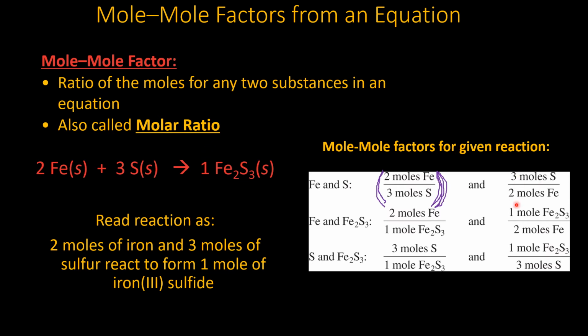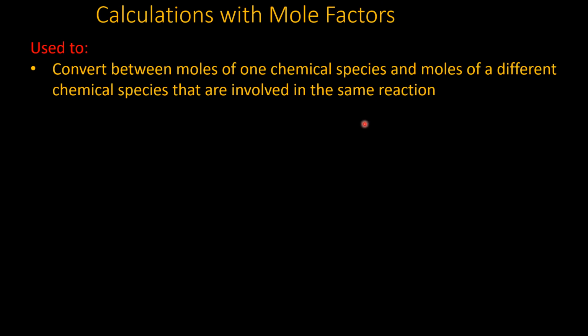And of course, you can invert these when you need to. So let's say you're given iron, trying to find sulfur. Well, you just flip this over, because remember that we're allowed to do this because the numerator is equal to the denominator here. Well, it's still the case even if you flip it over. So how about a step-by-step process? What could we do here? We could use these ratios to convert between moles of one thing in our reaction to moles of another.